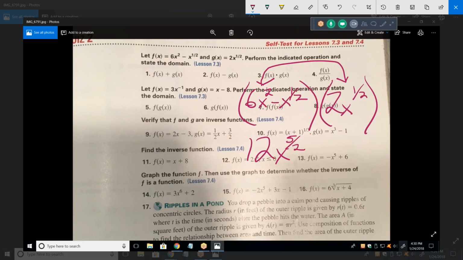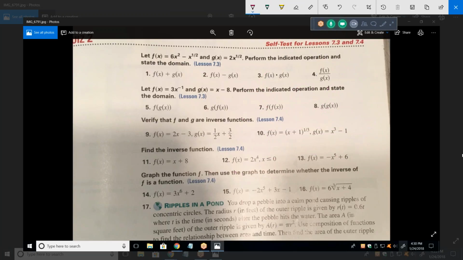Okay, now you still have to do that times that. So that'll be minus 2x to the fourth. What do you do with the exponents? You add them. You don't multiply them, you add them. What is 1/2 plus 1/2? Oh, 1. Okay, and we don't need to write it. So there's our answer.